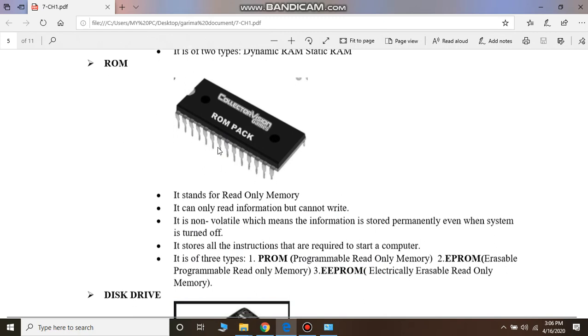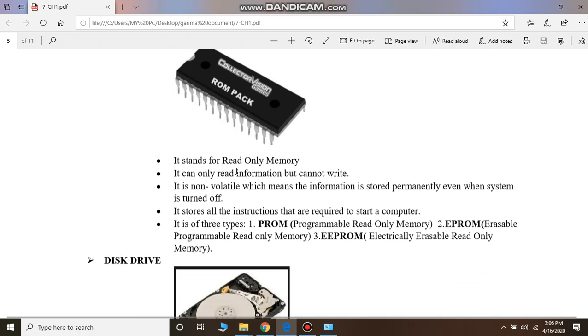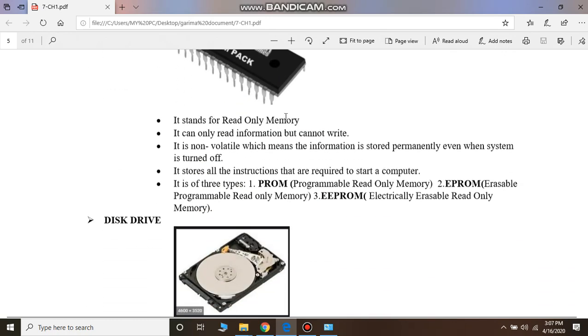Next we have a ROM. ROM stands for read-only memory. As the name suggests, it is read-only memory, means you cannot make any modifications, you cannot write anything on this memory. So it is a permanent memory, permanent storage. That means once the system is turned off, the data is still present on the ROM. It does not get erased once the system is off, unlike RAM. So RAM is a temporary memory and ROM is a permanent memory.